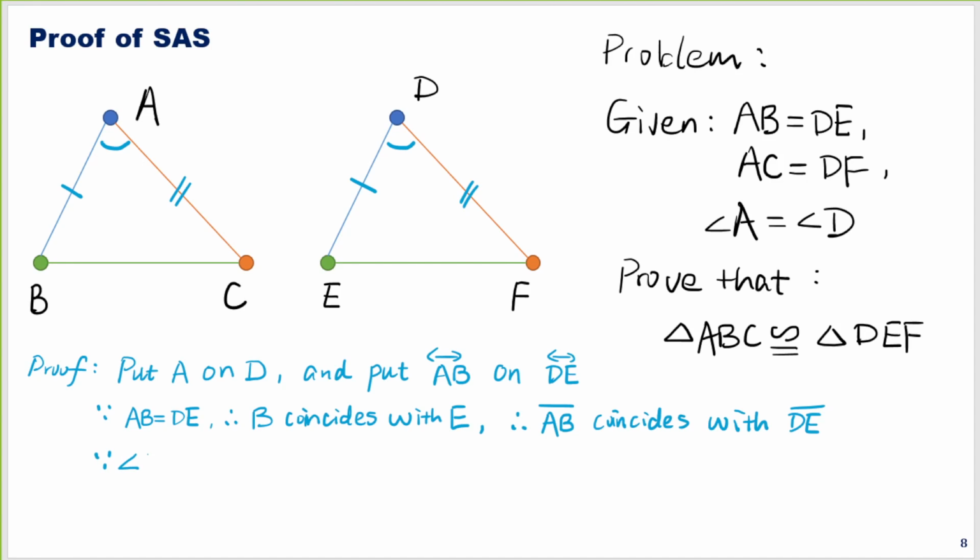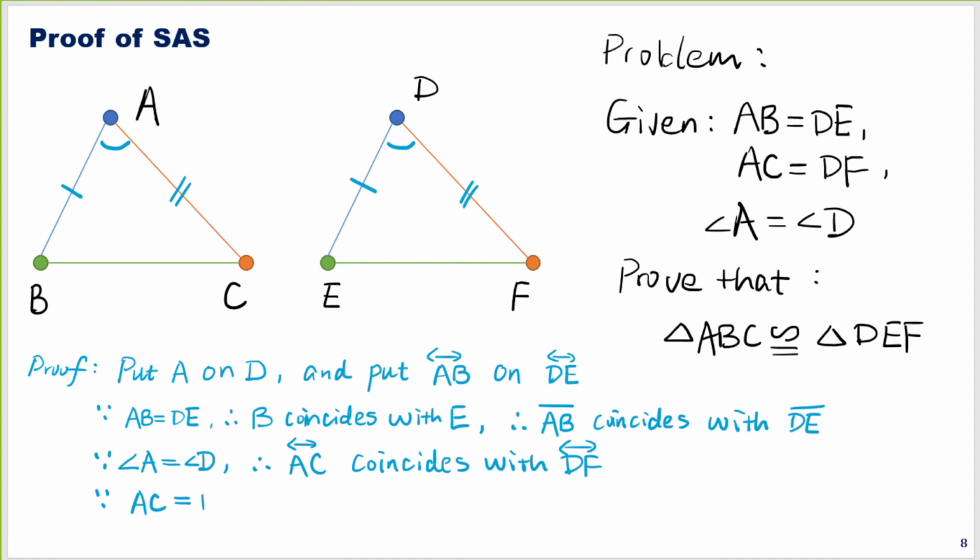Because we have angle A equals angle D, then we know the line AC must coincide with the line DF, right? Because when two angles are exactly the same, they must share the same size, right? So if one of the sides, AB, is on top of DE, then the other side AC must be on top of DF, which means AC coincides with DF, right? Can you follow me?